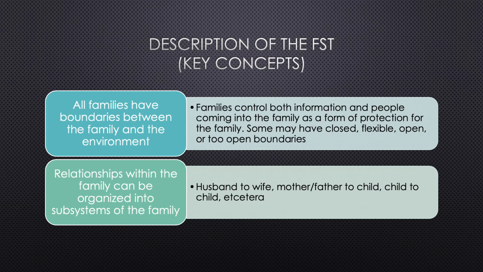All families have boundaries between the family and the environment. So families can control information and people coming into the family as a form of protection for the family. These boundaries can be closed, flexible, open, or too open. Flexible meaning that certain things are allowed in while other things are not. Relationships within the family can be organized into subsystems of the family. So relationships between the husband and the wife, the mother or father to the child, child to child, etc.